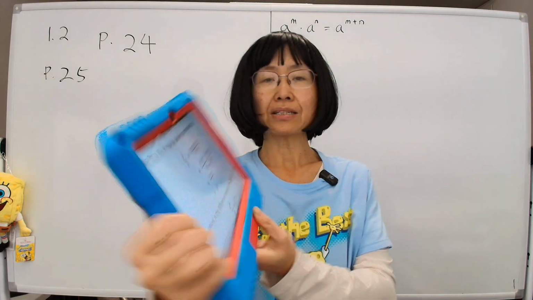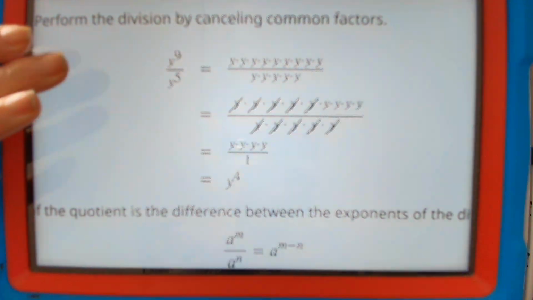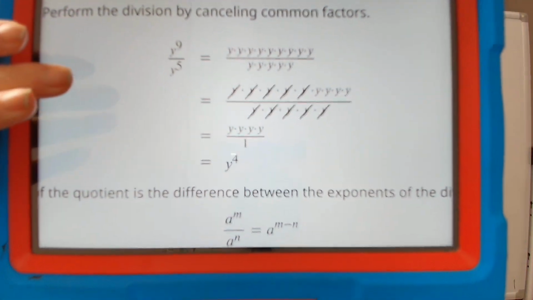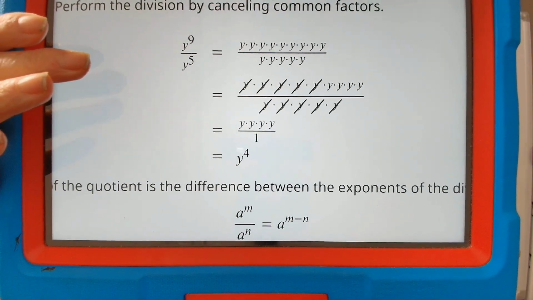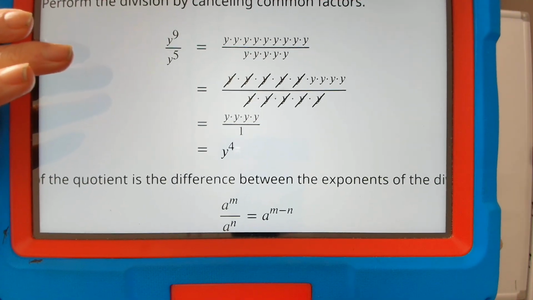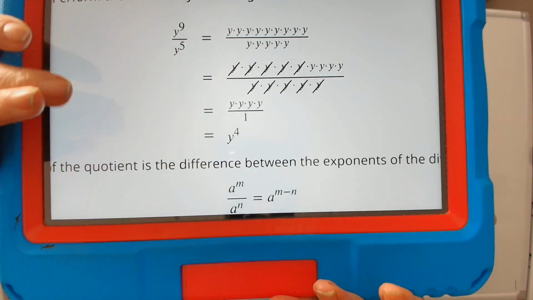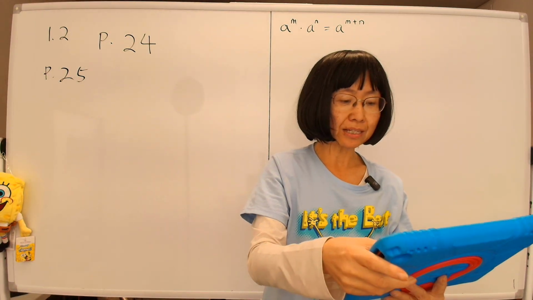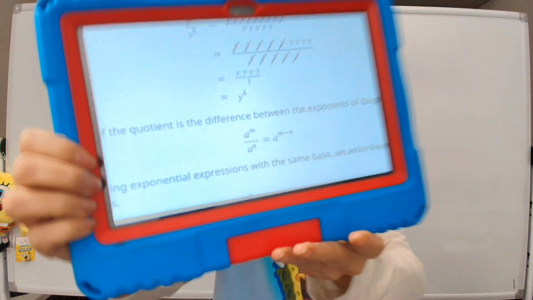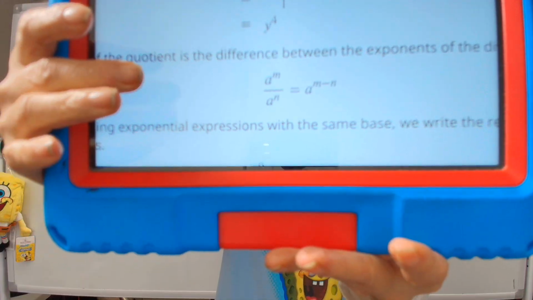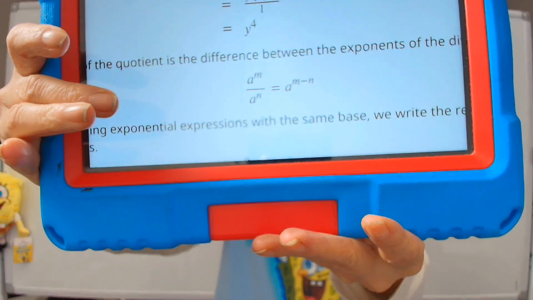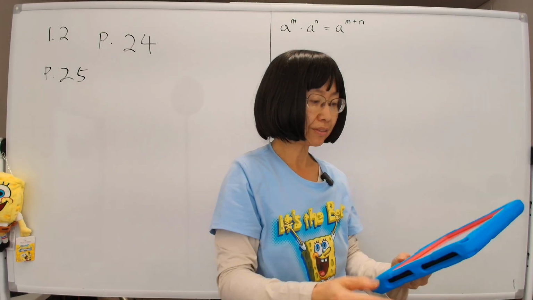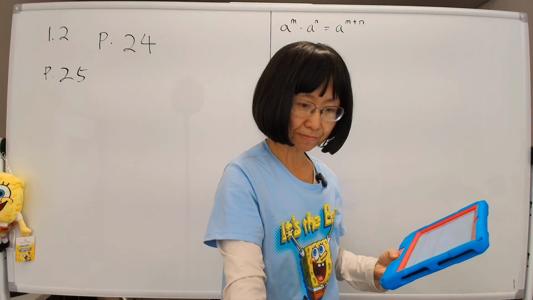You have a quick example where y to the power 9 is divided by y to the power 5. What does that mean? Well, that means you're just going to cancel out 5 of them and end up with 4 of them. As a result, the quotient rule states that when you divide two things with the same base, both are a, all you have to do is subtract the exponents.